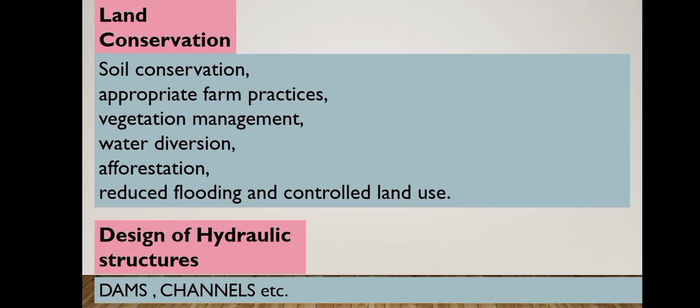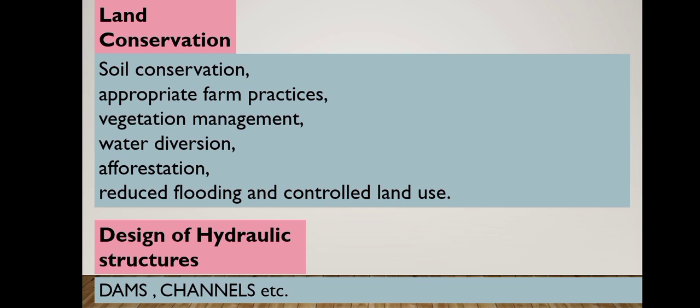And the next important use of hydrology is in land conservation. Hydrology is used to develop scenarios for prevention of erosions through soil conservation, appropriate farm practices, vegetation management, water diversion, afforestation, reduced flooding, and controlled land use. So these are some of the ways through which erosion can be prevented.